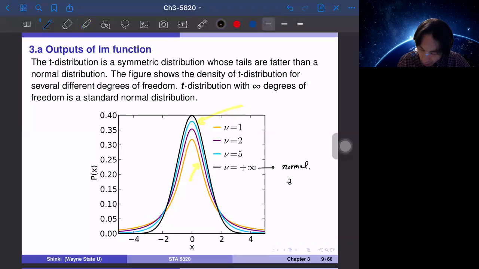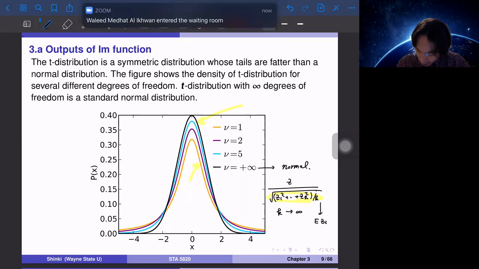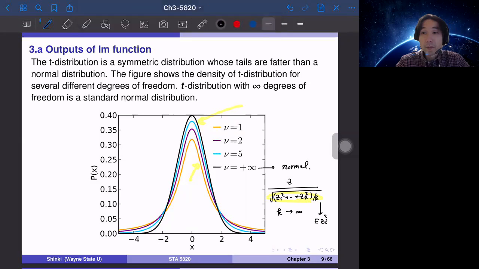You can see the original definition of the t distribution is here: z1 squared plus up to zk squared, over k. And if k goes to infinity, by the law of large numbers this quantity converges to the expectation of zi squared. So that just becomes z, and it becomes normal.